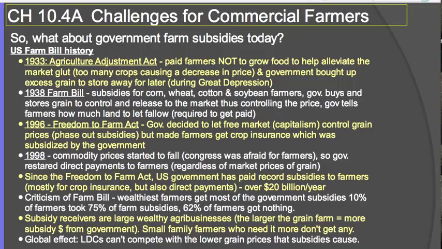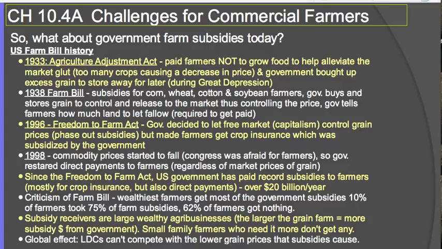Developing countries, less developed countries, can't compete with these lower grain prices. So at a global level, the United States helping our farmers reduces the overall prices of these crops and puts other farmers out of business in LDCs. So that hurts their livelihood.